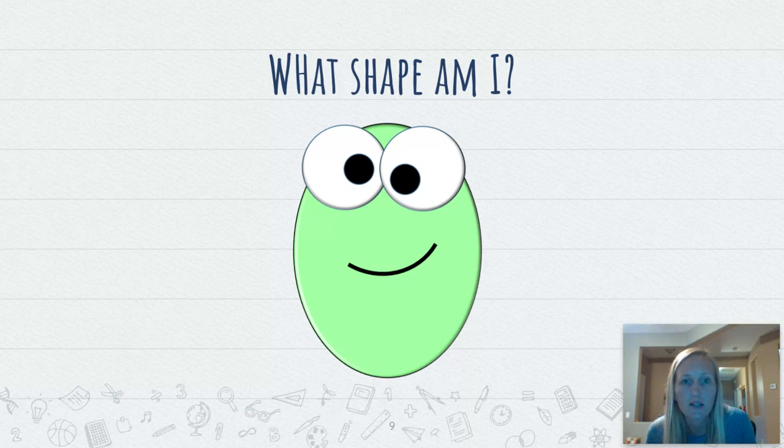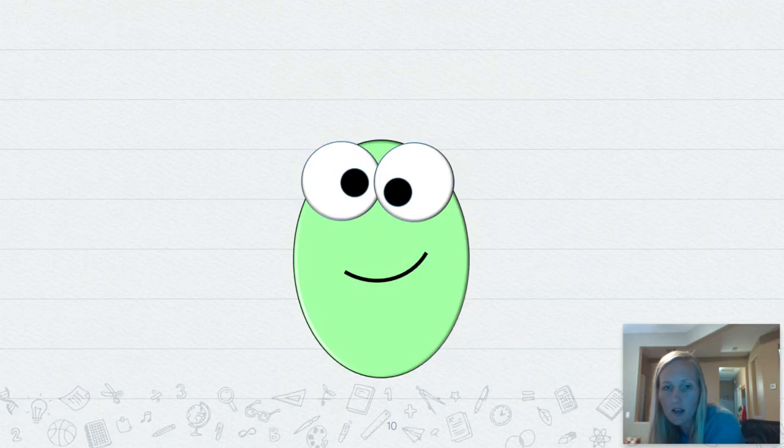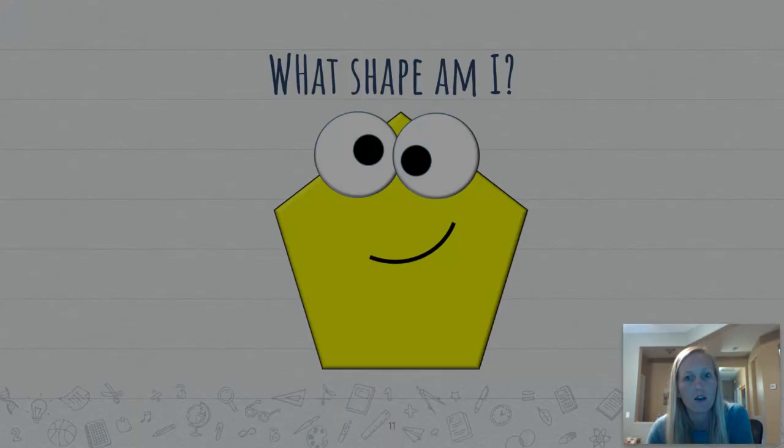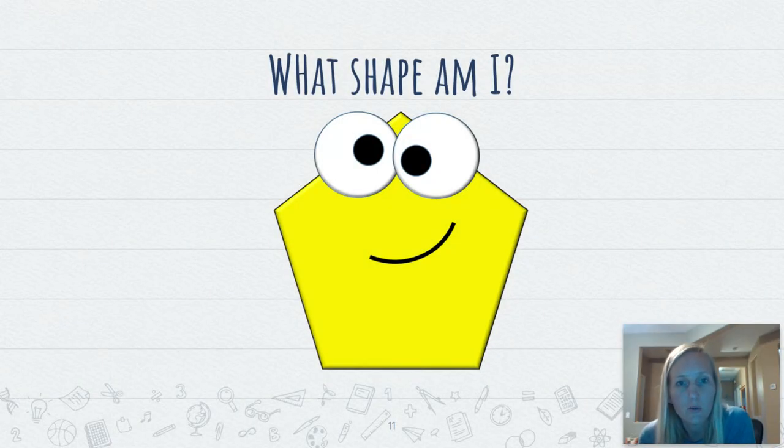All right, next one. What is this shape? All right, great. This one has no vertices, no sides. It's a little bit flatter than a circle. It is an oval. Say, oh yeah. All right, next one. Here we go. What shape is this one? Count those sides.